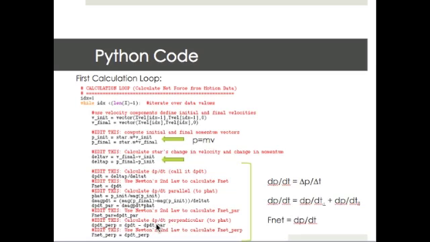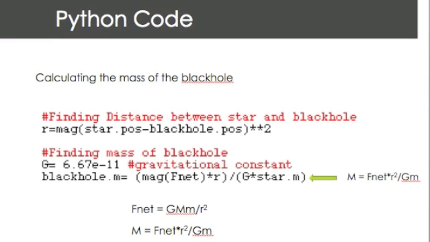In the perpendicular direction, we know that it's dp dt minus dp dt parallel because of this equation right here. And then finally, for Newton's second law in the perpendicular direction, we know that F net perpendicular is equal to dp dt perpendicular. Here's where we can use Python to calculate the mass of the black hole.